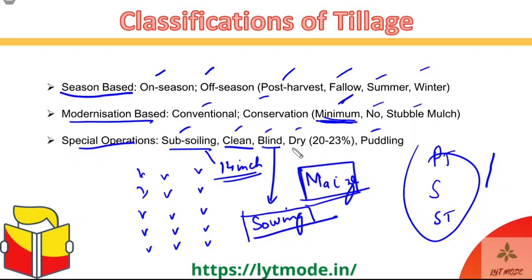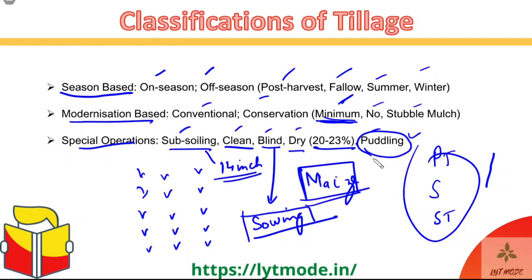Okay. Then there is dry tillage, wherein the field is dry. Dry means it's not devoid of moisture. It's not that there's no moisture. There's basically 20 to 23% moisture which is ideally present in the soil when this dry kind of tillage is done. And then there is puddling or wet tillage, which is again very important. Puddling has also been asked in the exam before.